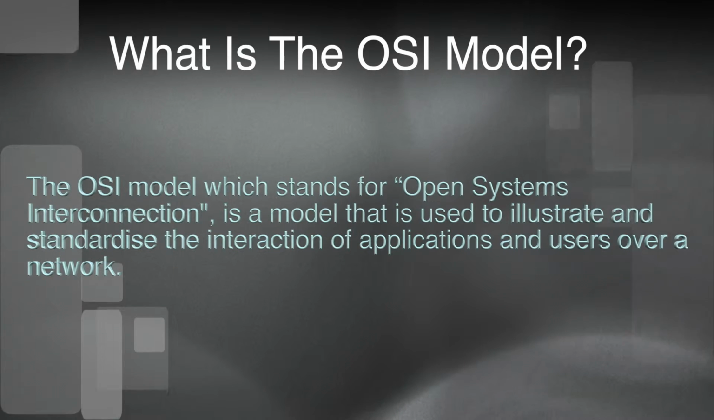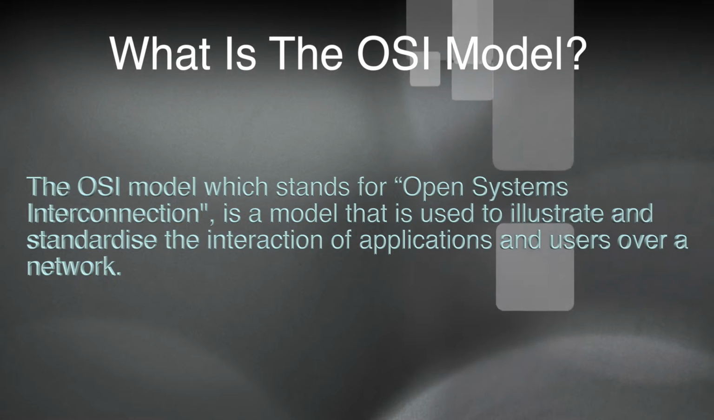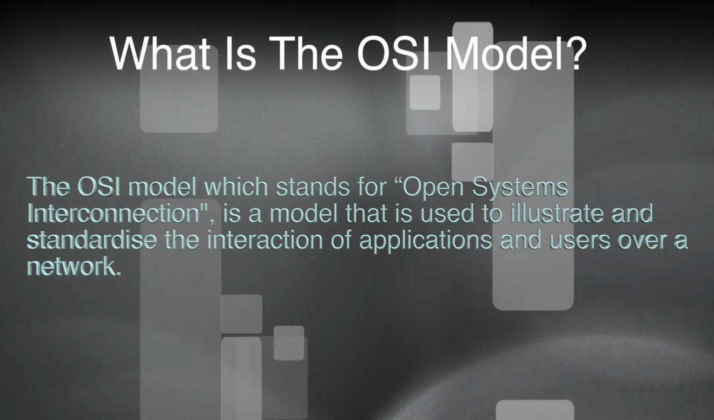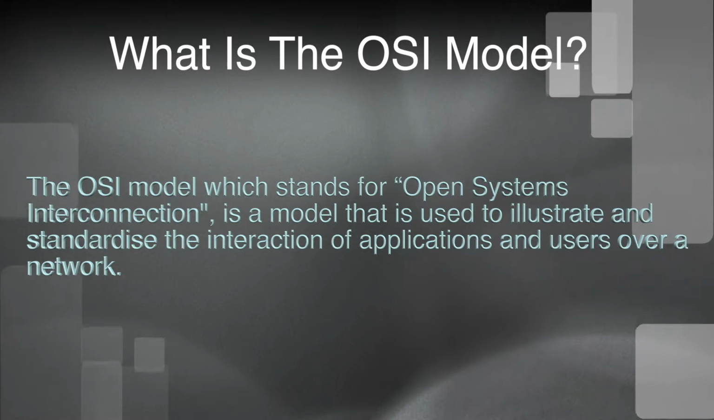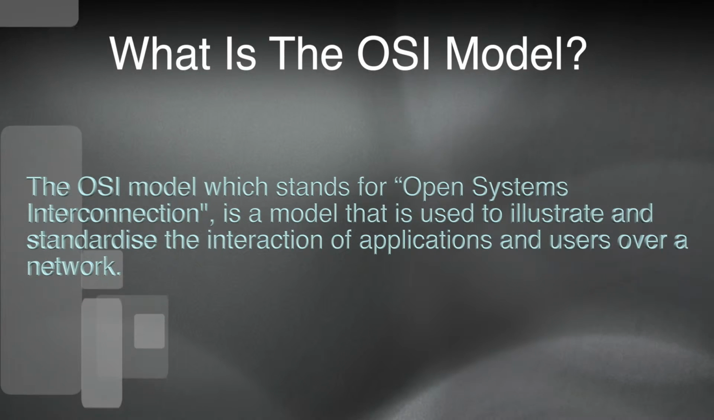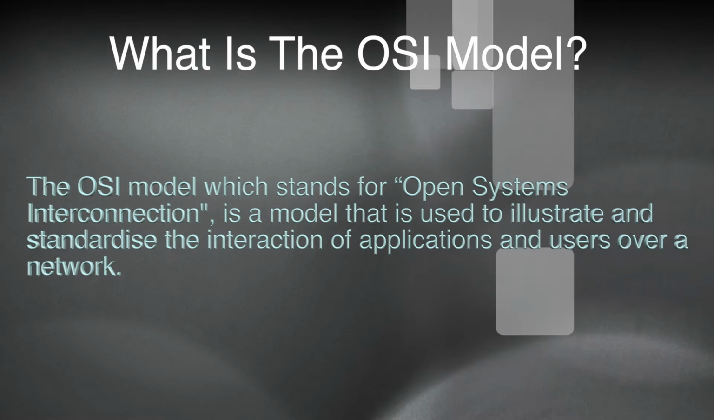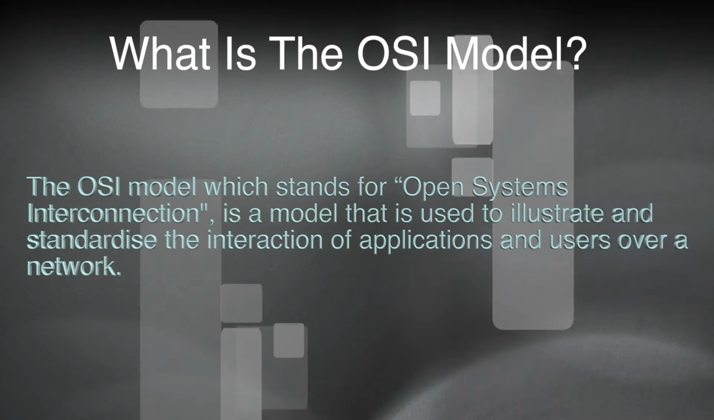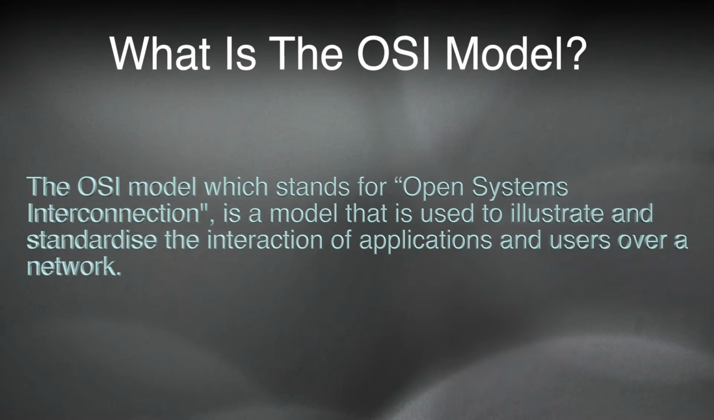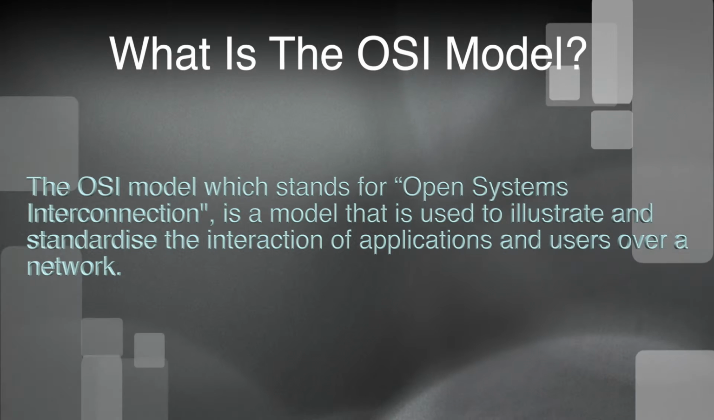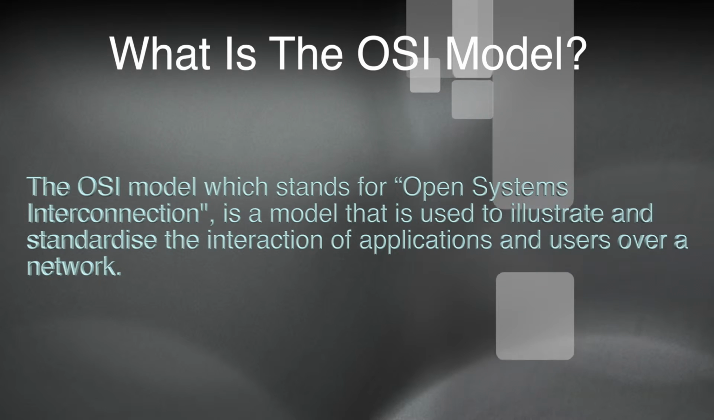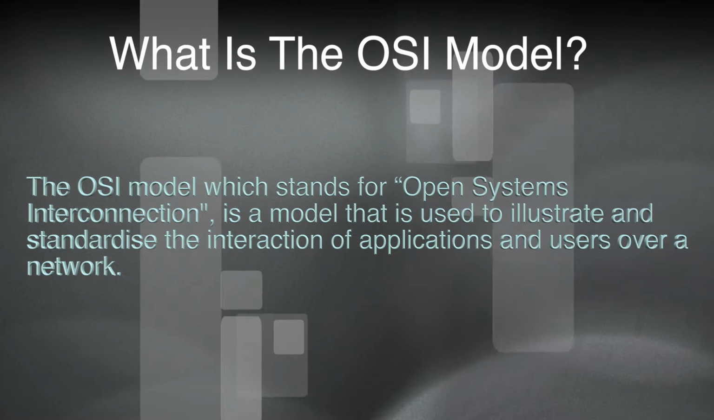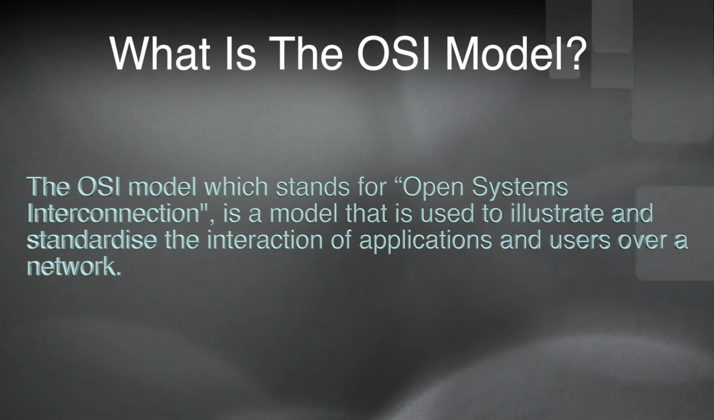The Open Systems Interconnection Model, more commonly known as the OSI model, is an abstract and logical model to understand how network systems communicate with one another. The model essentially breaks down all the different components present in the network and then divides and categorizes them into different layers.